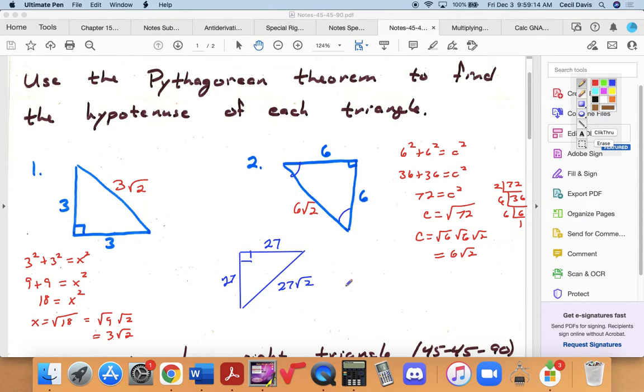So, and they have to add up to 90, right? In a right triangle, the two acute angles add up to 90. So they're the same, and they add up to 90. They both have to be 45. So you can call them an isosceles right triangle, or you can call them a 45-45-90 triangle.